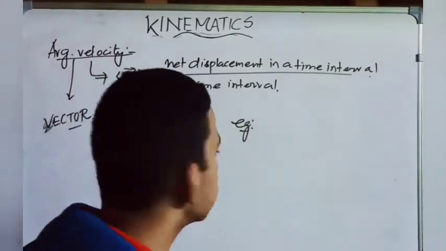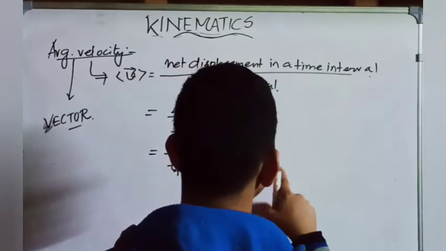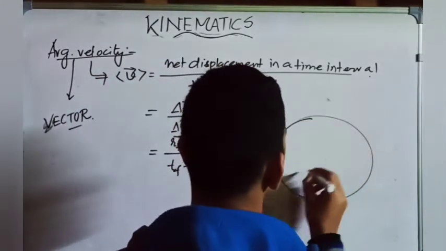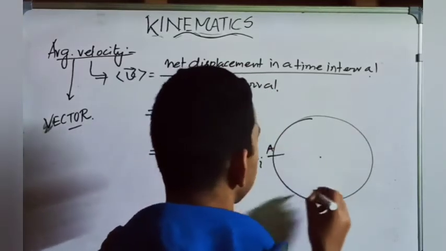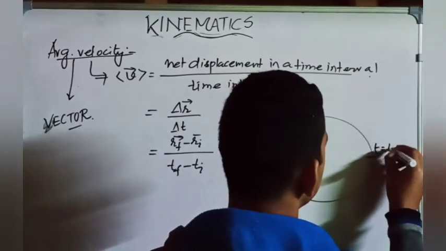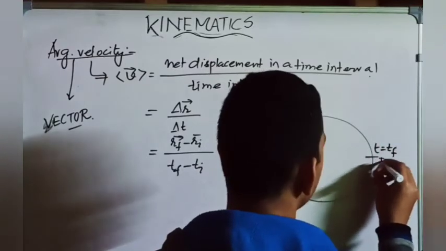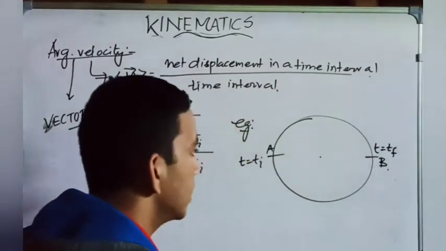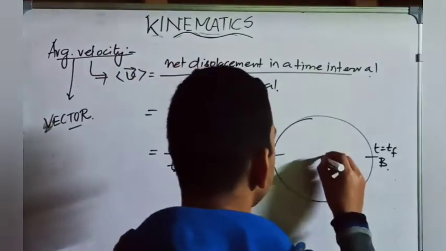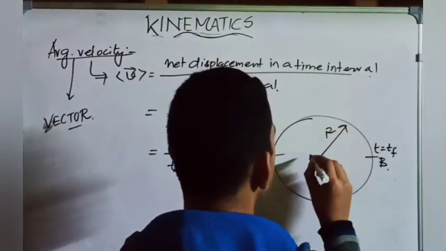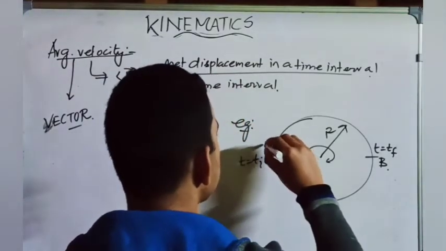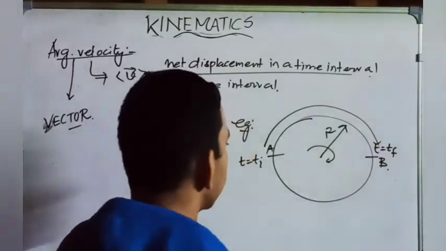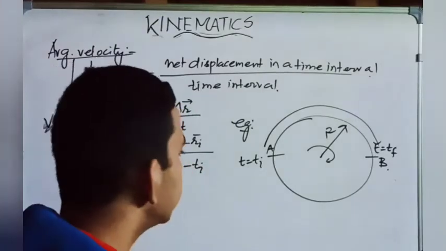Let's consider the same example we considered previously, that is, the particle is performing uniform circular motion. At t is equal to t initial, the particle is at position A, at t is equal to t final, the particle is at a diametrically opposite point B. Here A and B are diametrically opposite points, and the radius of this circle is R. The particle is moving in this clockwise direction. The particle reaches from A to B in this manner, and we are asked average velocity.